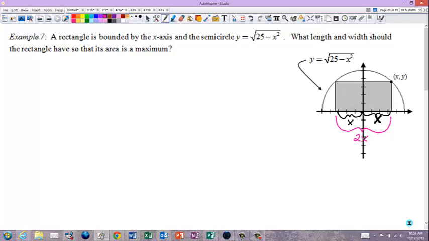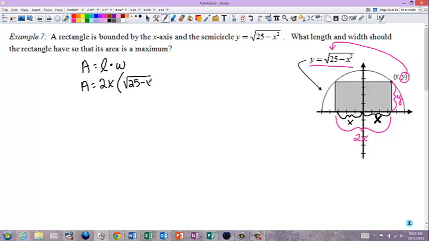My height, or my width of my rectangle, is going to be my y value. Now my y value is how far above the x-axis the rectangle is. So if I write my equation, my area is length times width. Well, my length is 2x. My width is the square root of 25 minus x squared.